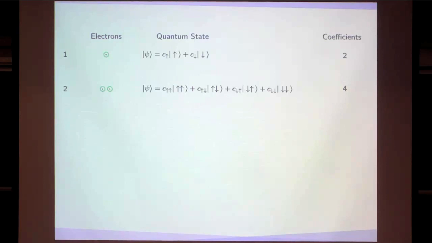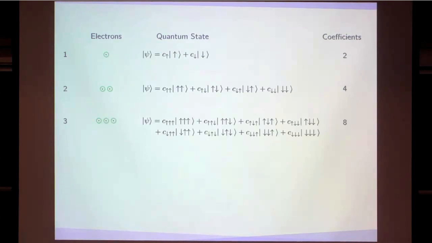This is still a quantum mechanical object, so the wave function for the two electrons can be spread over all these four states simultaneously. So if we want to store this state, we're going to need to write down four numbers. What about three? Again, eight possible states, eight numbers. I guess you know where I'm going with this. If you keep increasing to n electrons, 2 to the n numbers.